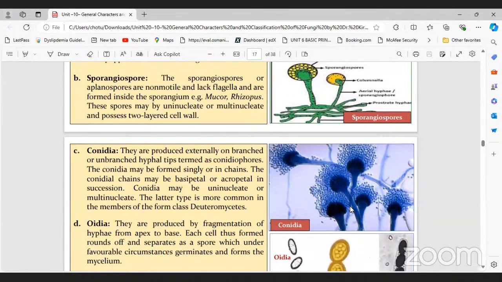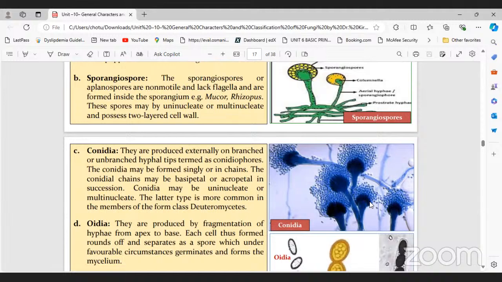Coming to the conidia. You see this bluish color. Conidia are formed externally on hyphae or, more commonly, on morphologically differentiated conidiophores. Sporangiophores and conidiophores are sometimes characteristically branched and serve as a useful taxonomic character. Conidia are borne externally on branched or unbranched hyphal tips termed conidiophores. Conidia may be formed singly or in a chain. The chains may be basipetal or acropetal in succession. Conidia may be uninucleate or multinucleate, the latter being more common in members of Deuteromycotina.